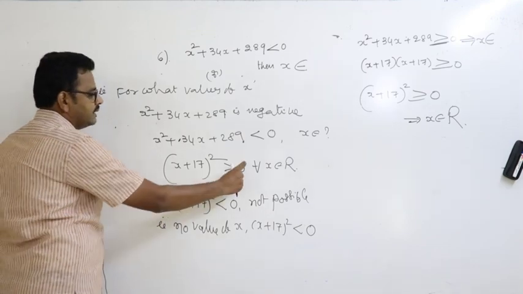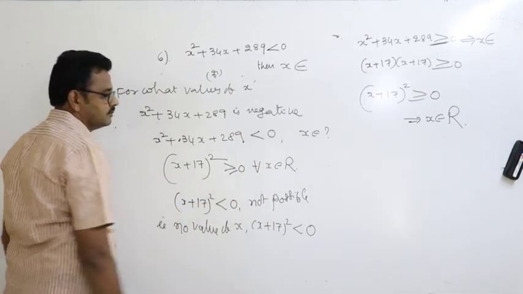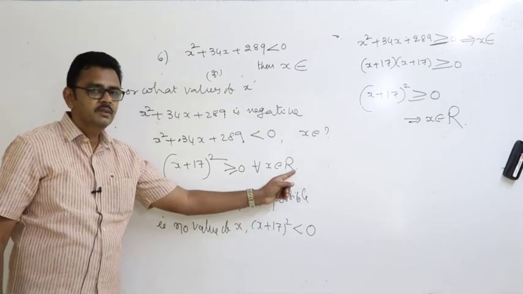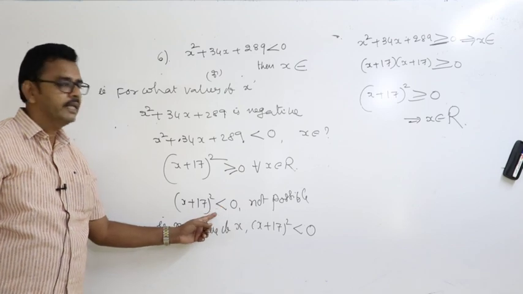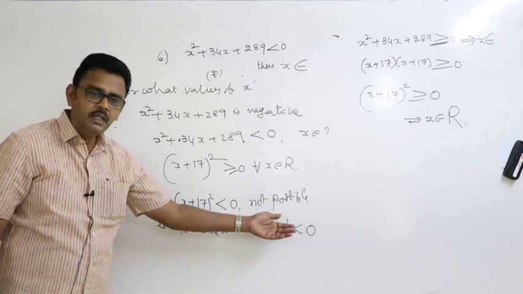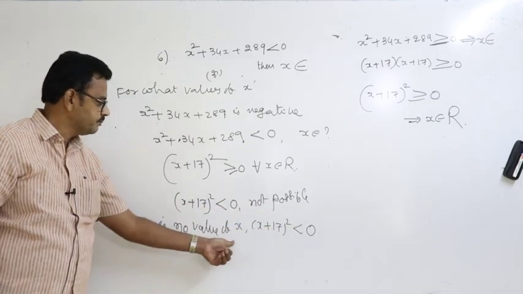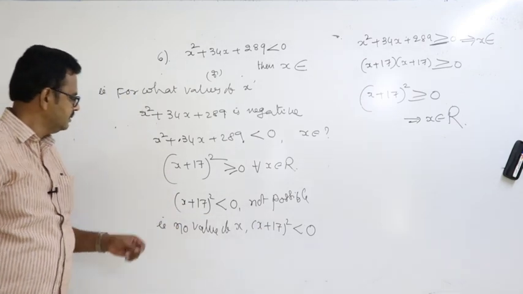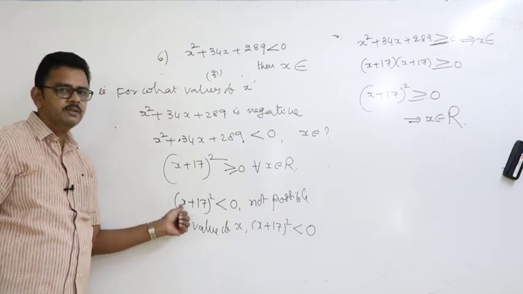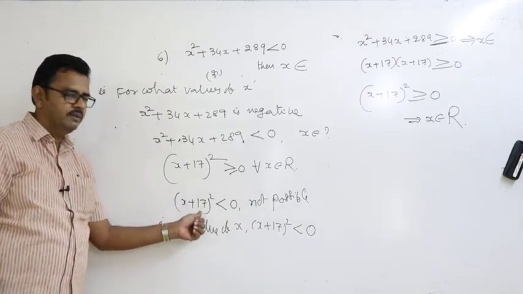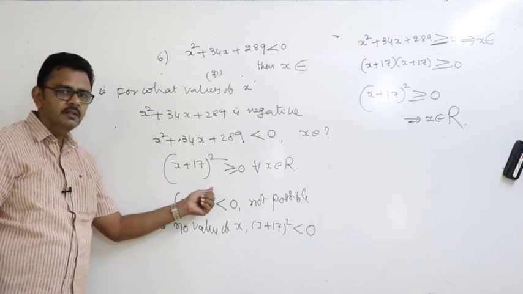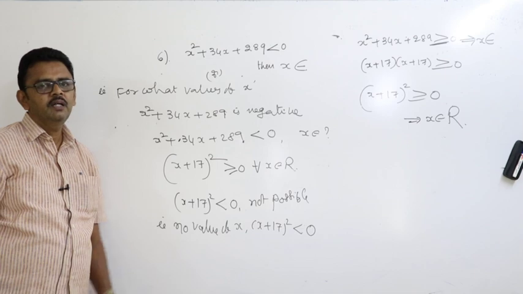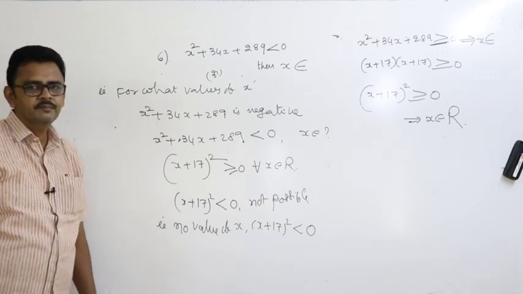the expression is always greater than or equal to 0 for all x. For every real number this is positive. I am asking the question, is it negative? Is it possible? No, because for no value of x is this negative. If you write any number, suppose minus 20: minus 20 plus 17 is minus 3, whole square is 9, which is positive. You can't get negative values. Write down.